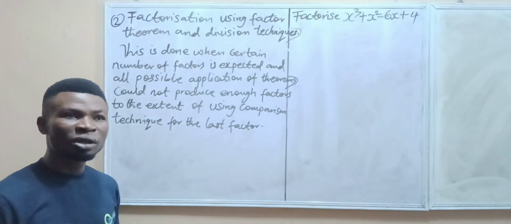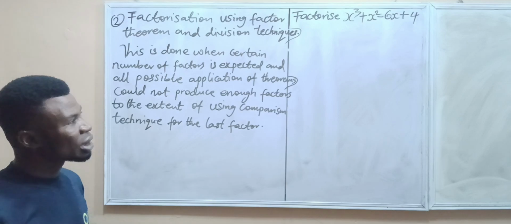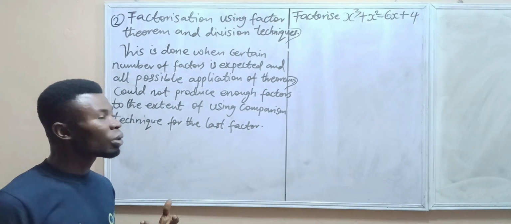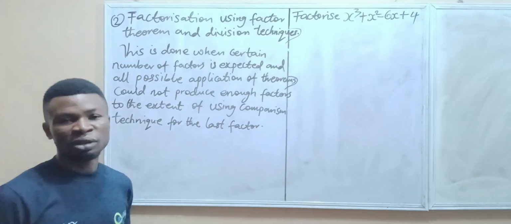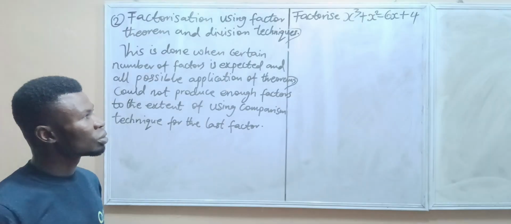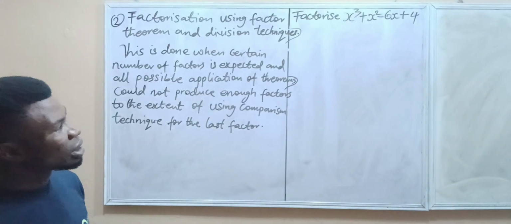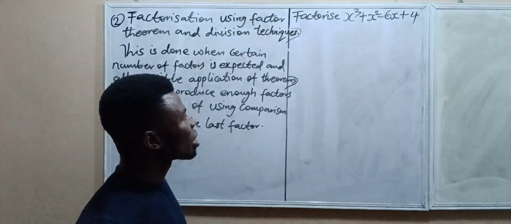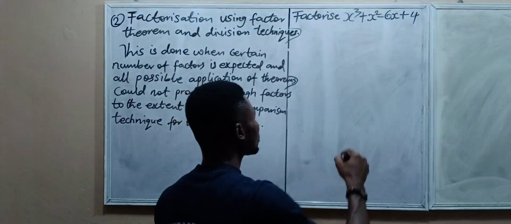And in the case of looking for two factors, what if the factor theorem could not produce any? What do we do? They said in a case where the factor theorem could only produce one when we are looking for three factors, the alternative is to use the long division method to get the other factors. So that's what we are going to apply here. The question we want to solve is: factorize x cubed plus x squared minus 6x plus 4.